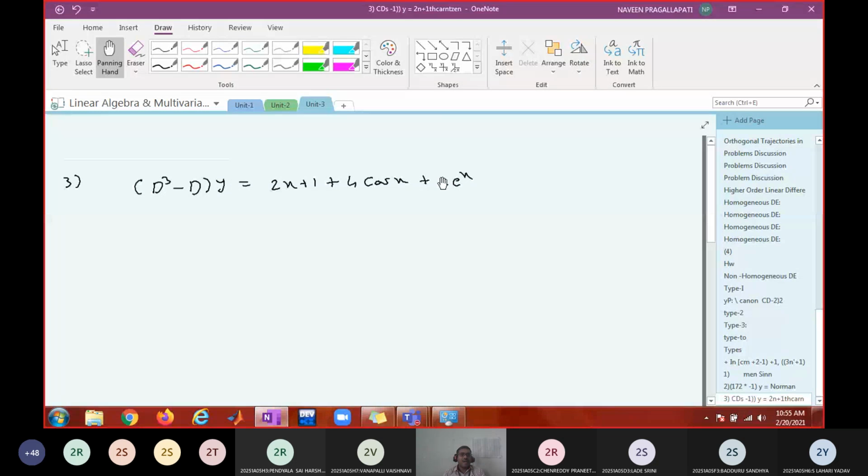It is a combination of exponential, trigonometric and polynomial. What is the polynomial here? Polynomial is 2x plus 1. So group 2x plus 1 as one term, 4 cos x is one term, 2e power x is one term. So find out the general solution of the homogeneous equation first.